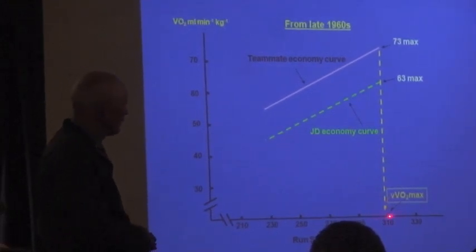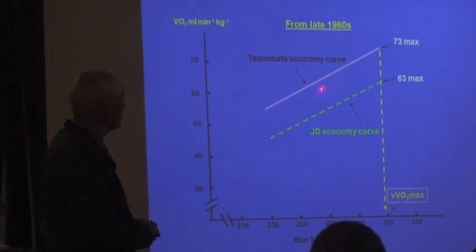And we had the same vVO2 max. Because his terrible economy and his good max matched my better economy and my poor max. This is what counts down here. That's all that counts. Because you can race at that speed right there for about 11 minutes and 3 seconds.